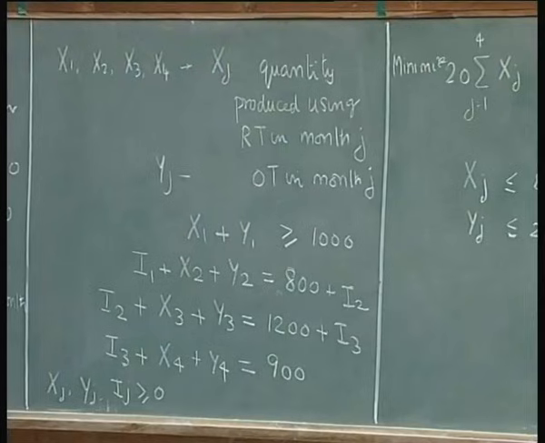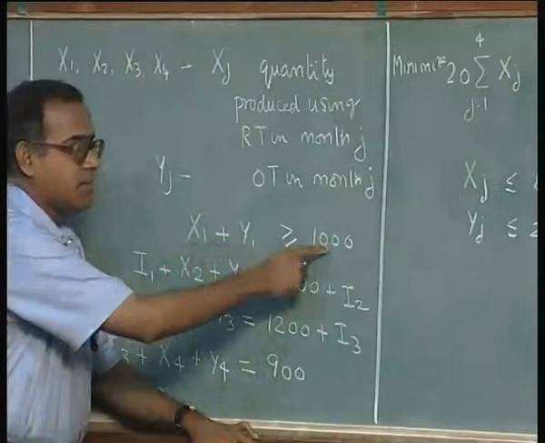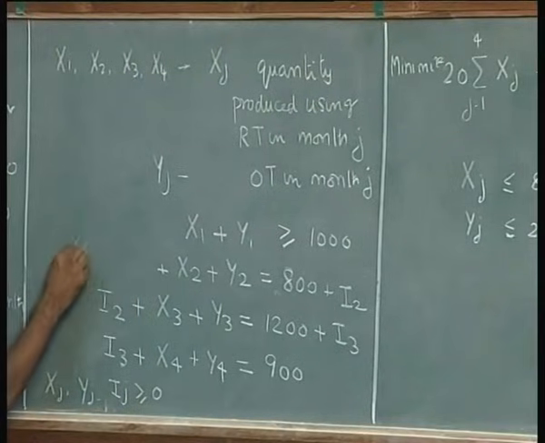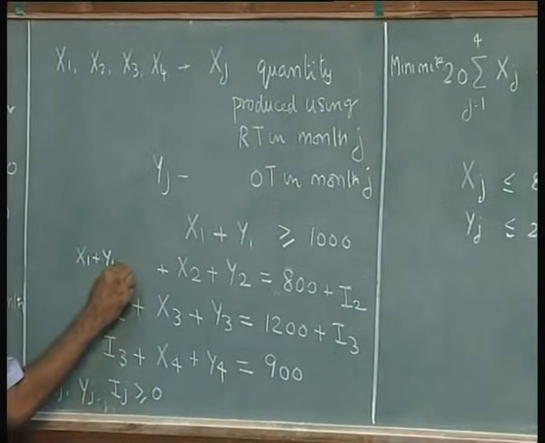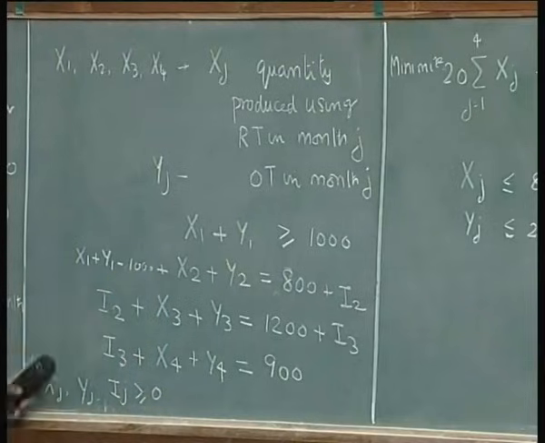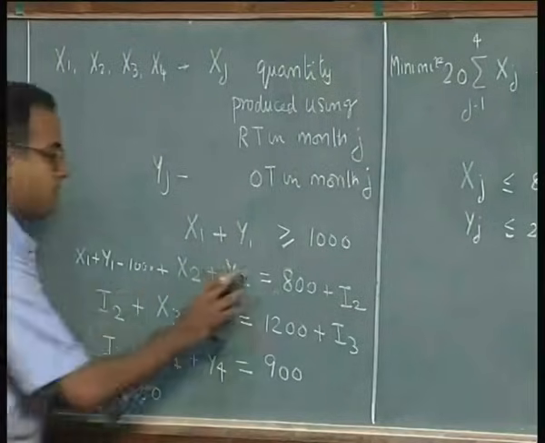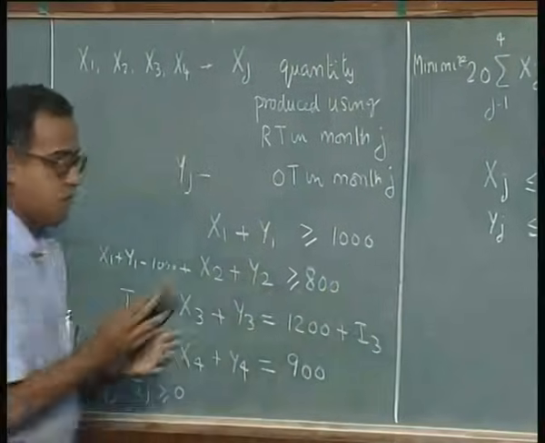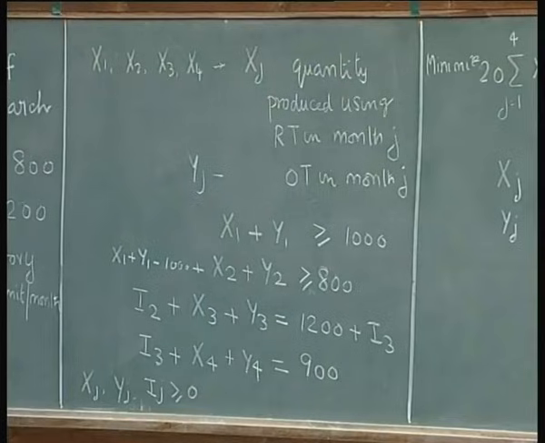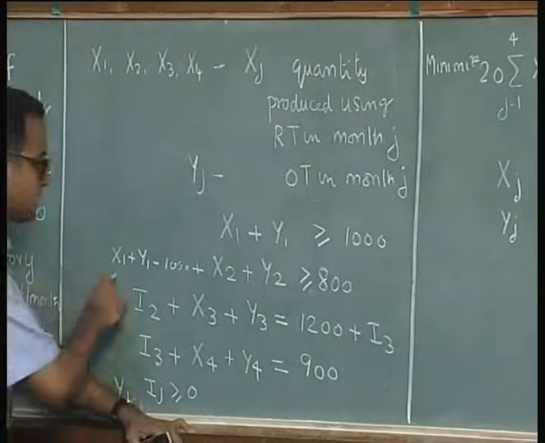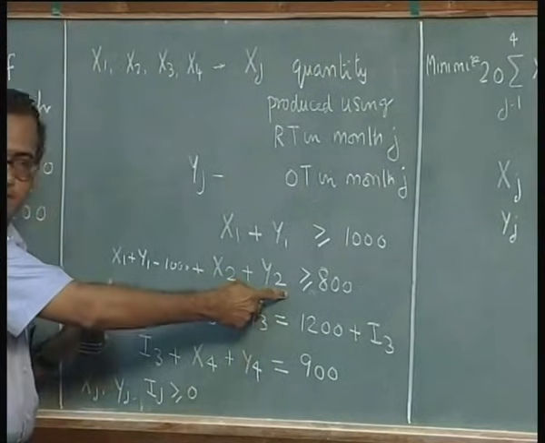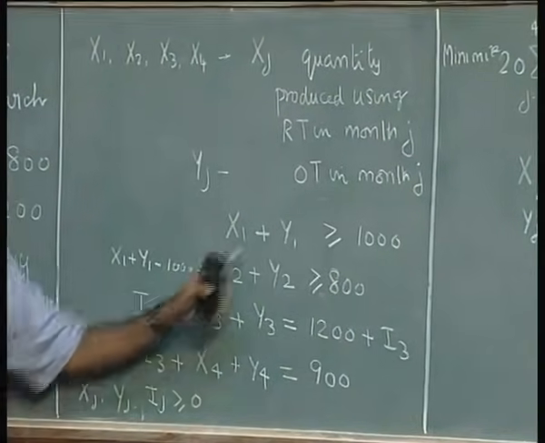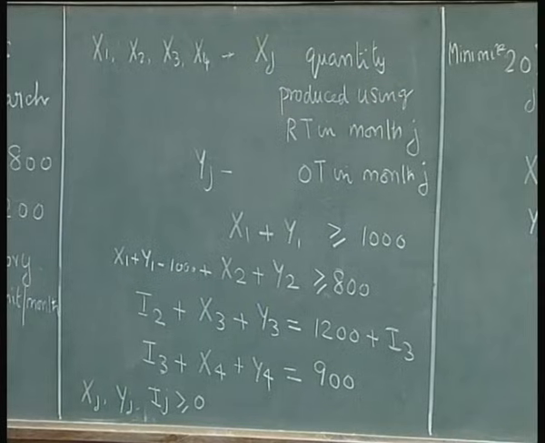So what is the excess? The excess will be x1 plus y1 minus 1000. So this will become x1 plus y1 minus 1000 plus x2 plus y2 should be greater than or equal to 800. So we eliminate this I2 as well. Now this quantity is what is available for the second month. This is the demand for the second month. So if this quantity exceeds 800, then the balance is carried to the third month.